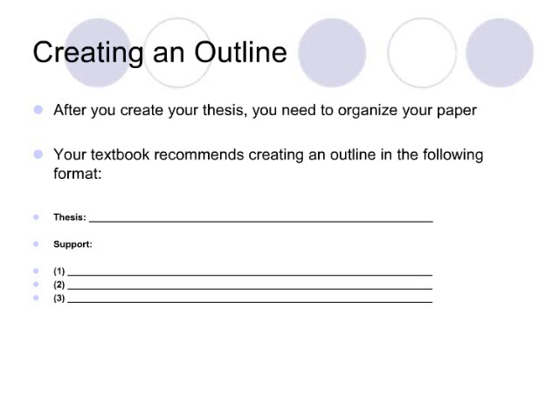After you write your thesis, you need to plan how you will organize your information. Your textbook recommends you create an outline that looks like this. First, you want to state your thesis. Then, following that thesis, you should list three large areas of support that will help you back up or prove your thesis. So my outline might look like this.